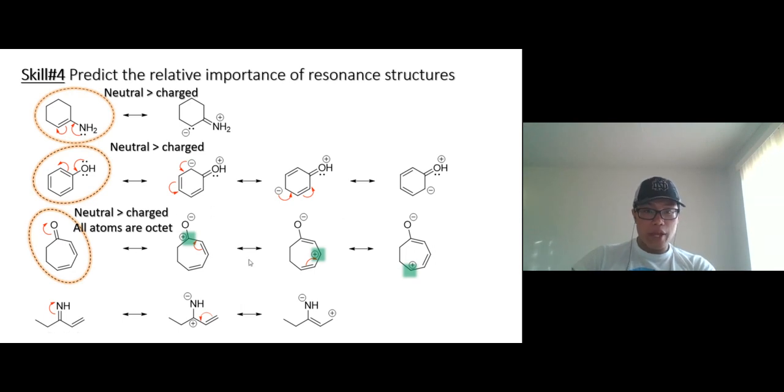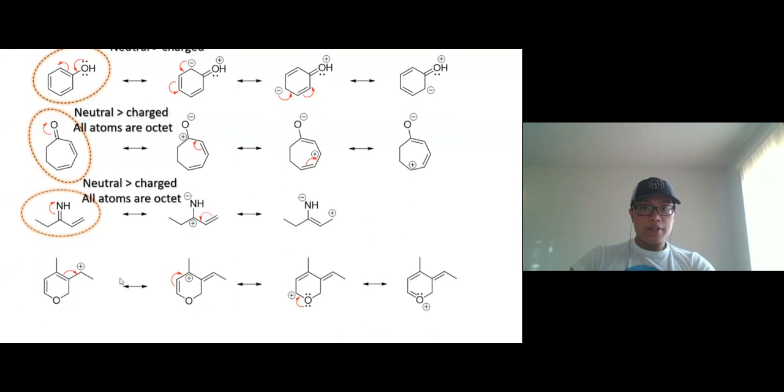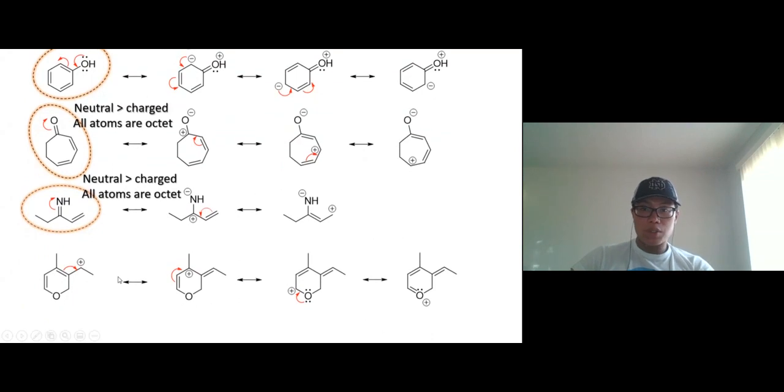Come down here. What do you think? Again, still the first one, a neutral compound, and all atoms are octet. Down further, watch out for this one. Who's the major contributor? Tick tock, tick tock. The last one.